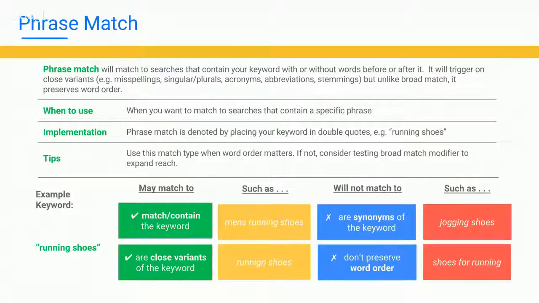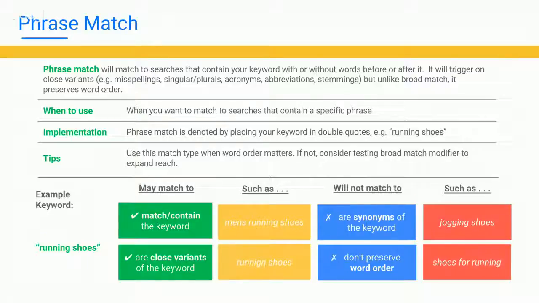Awesome. Thanks, Connor. So phrase match, we're taking it one step further, making it a little bit more narrow. Phrase match in the interface is most likely going to be seen by having quotes around the phrase. So if you look at this example, you'll see that running shoes is now in between the quote signs. So what this means is that in order for your ad to show, the entire phrase in quotes has to be typed into Google.